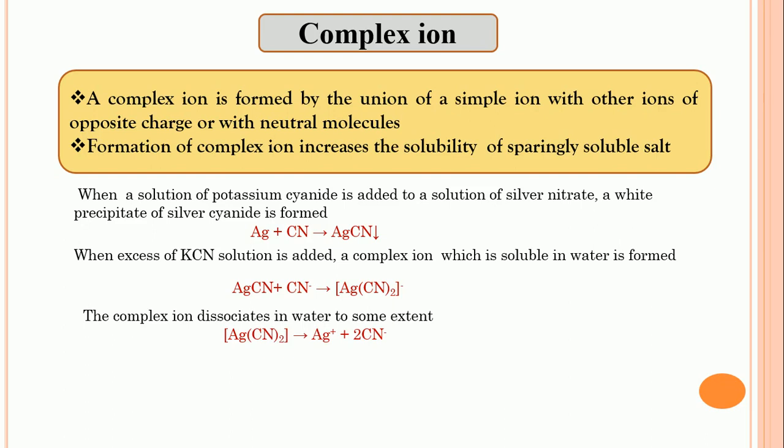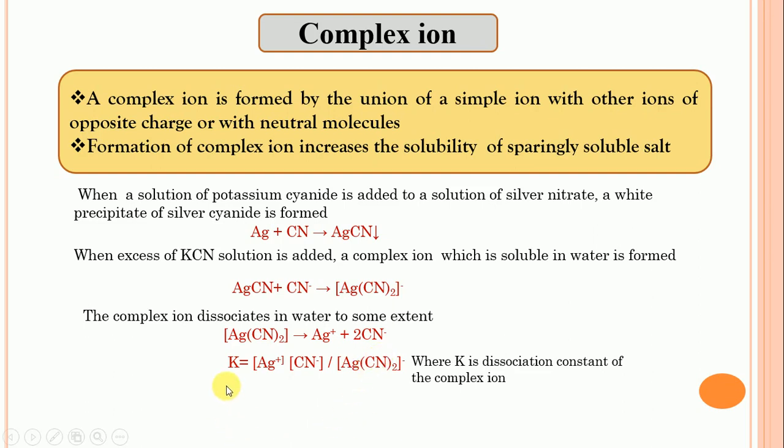Ag(CN)2 minus dissociates as Ag plus plus twice CN minus. So it dissociates to some extent, and when it dissociates, then we can consider the dissociation constant. So what is the equation for dissociation constant? K is equal to Ag plus into CN minus squared divided by Ag(CN)2 minus. So this is the dissociation constant K, and we can write the dissociation constant equation like this. Now see, this dissociation constant value is very low.